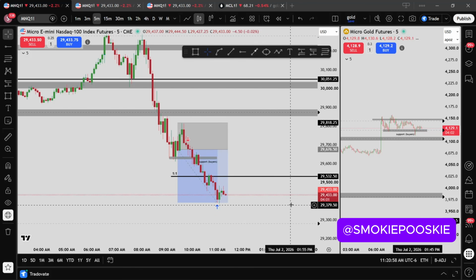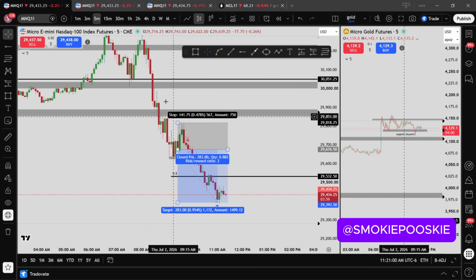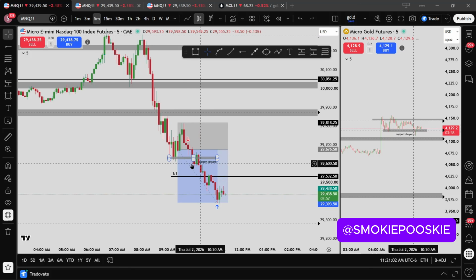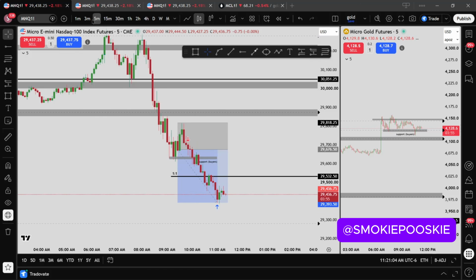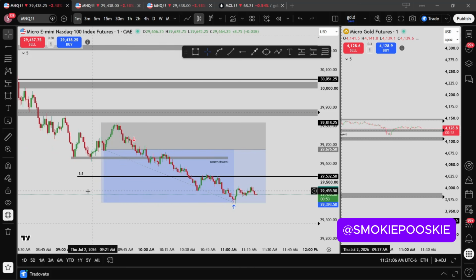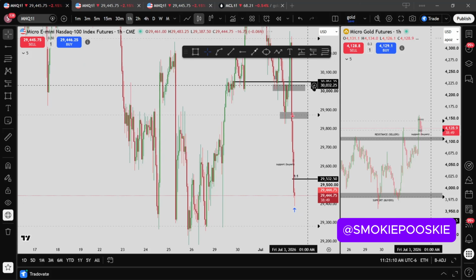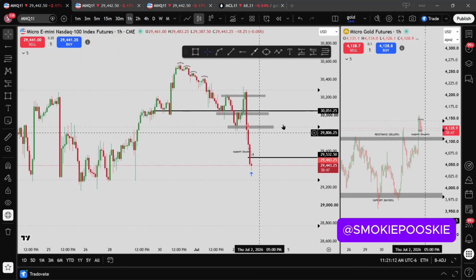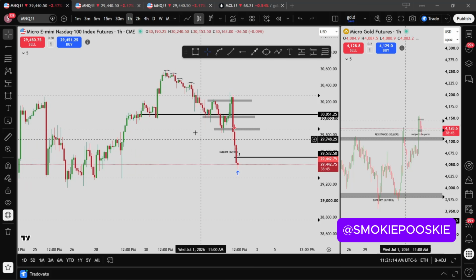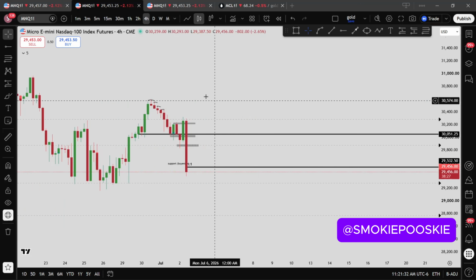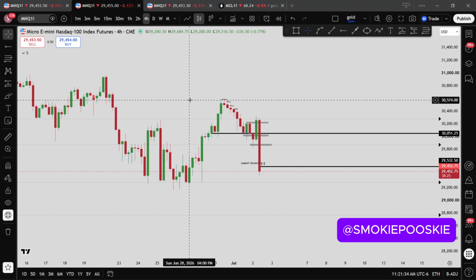Okay, I wanted to review my entry for this trade that I just took on NASDAQ on the 5-minute time frame, and I think I got my entry off of the 1-minute time frame right here. So I just wanted to go over my markup and everything that I saw in order to get into that scalp. All right, so I'm going to start with a brand new chart.